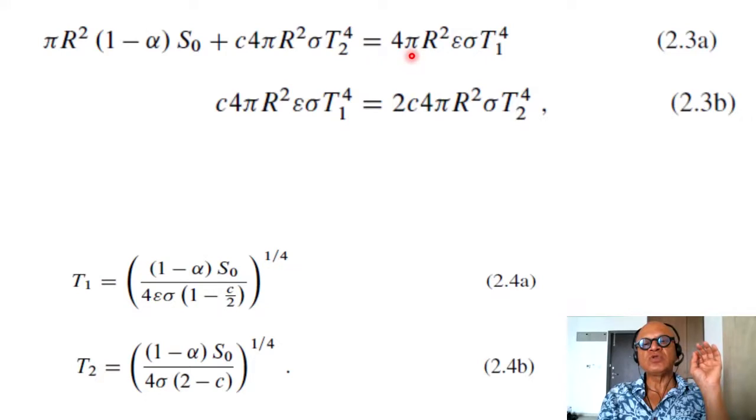And that should be equal to 4 pi r squared epsilon sigma T1 to the fourth, which is the emissivity of the surface and the black body radiation of the surface. So net energy received by the surface is going to determine the gray body temperature of the surface, which is what this balance is saying. But we need another equation because we have two unknowns now. How do we do that?